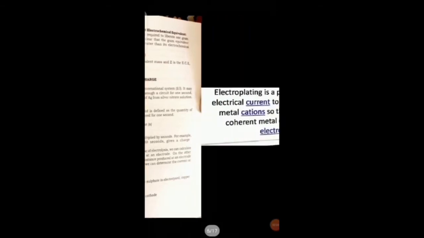Number two, coulomb. Coulomb is the SI unit of electrical charge. It is defined as the quantity of charge when 1 ampere of current passes for 1 second. Now I'm going to tell you the definition of the Faraday. Faraday is defined as the quantity of charge which deposits or liberates exactly 1 gram equivalent of a substance.